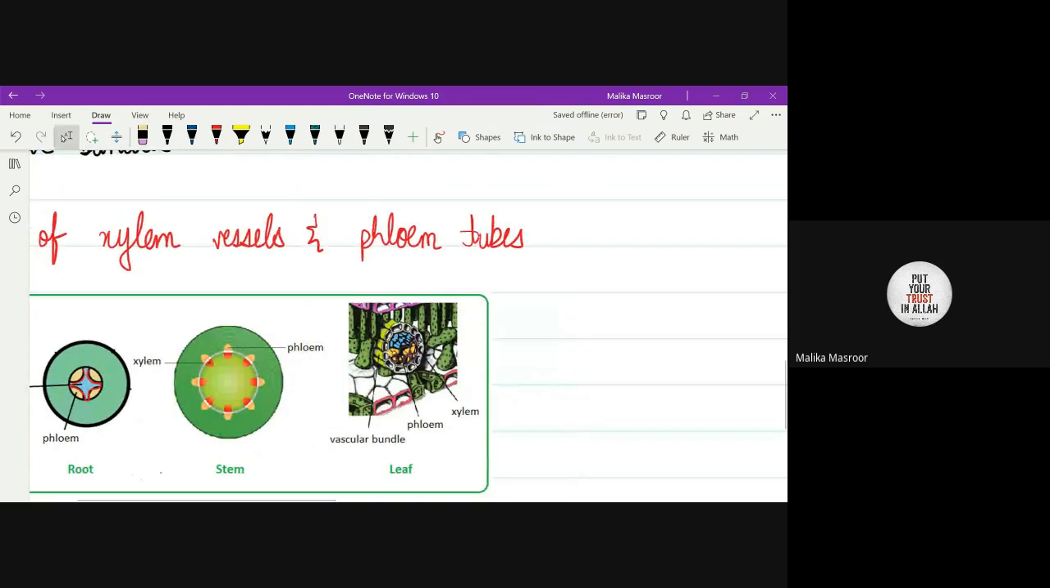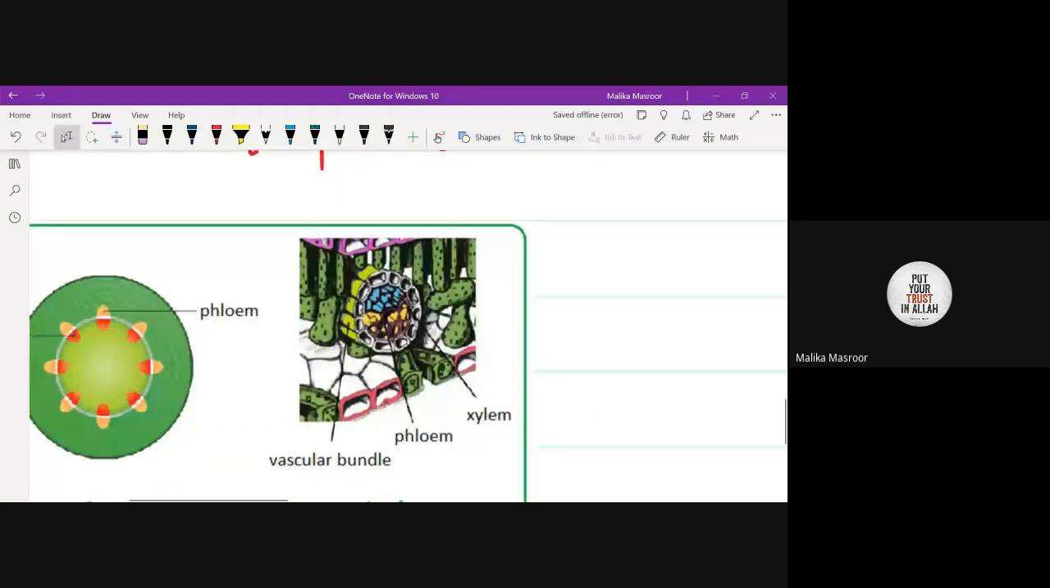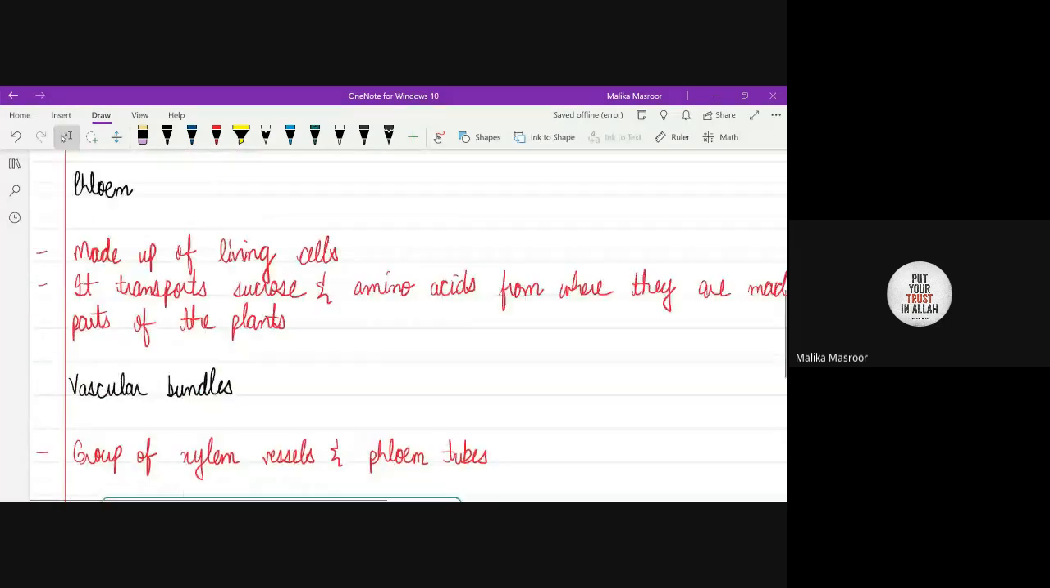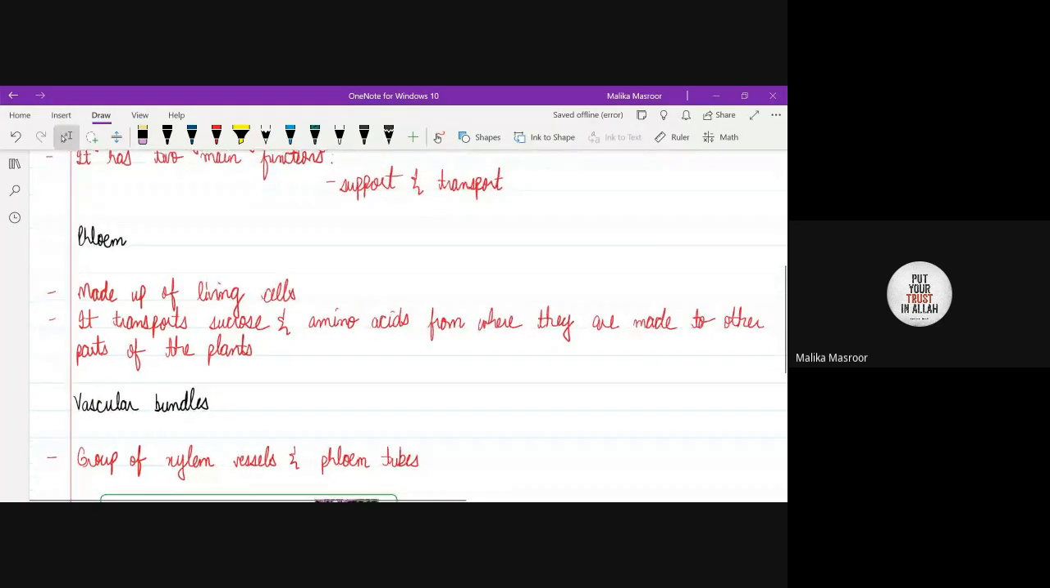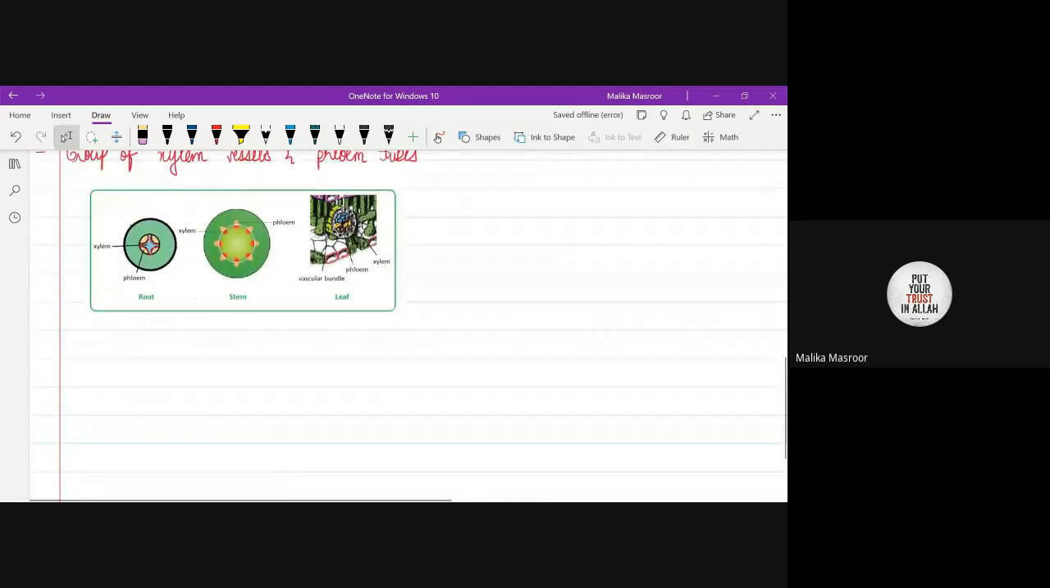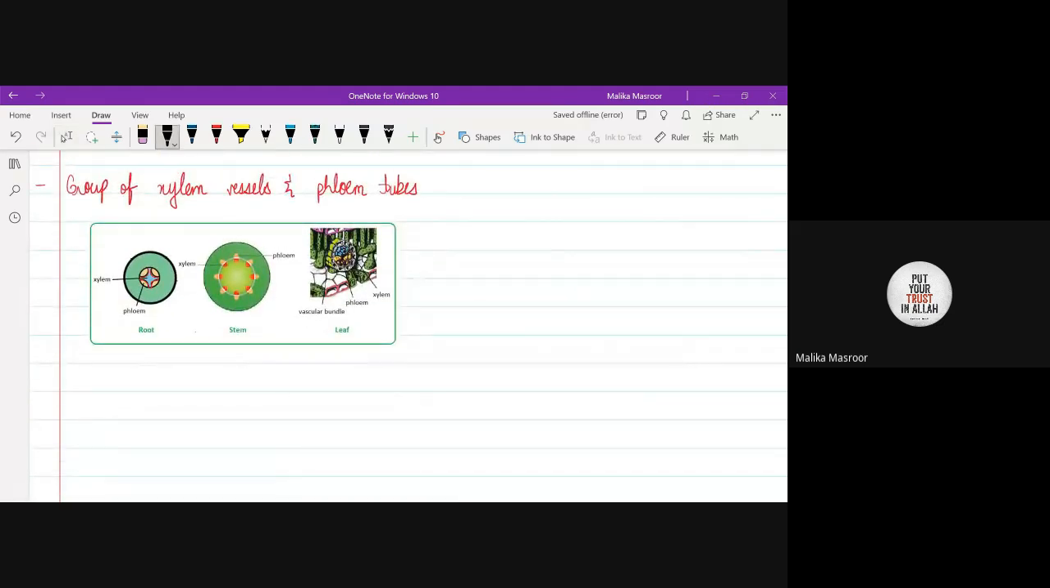Now look at this in the leaf. Your blue part represents xylem. Your bottom, the yellowish parts, they represent your phloem. Collectively, they are called a vascular bundle. This is how xylem and phloem are placed. A vascular bundle is basically present in your root, stem, and leaves, respectively. Okay. Now let's talk about your transport of water.